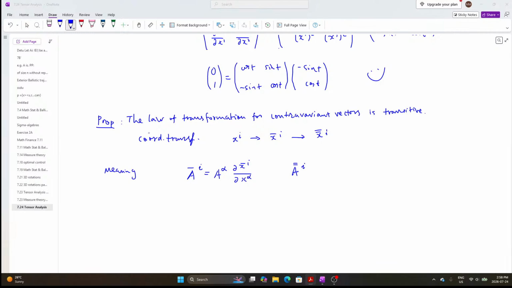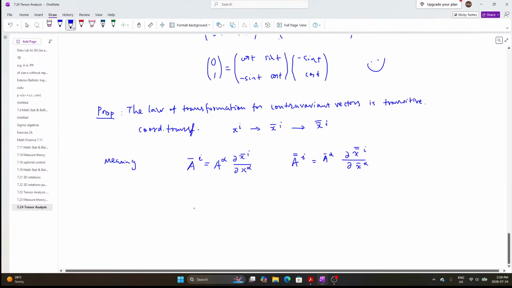Anyway, let's continue. The proposition says the law of transformation for contravariant vectors is transitive. Imagine you have two consecutive transformations, so let's write down the law of transformation twice. This is the first transformation from unbarred to barred coordinates, and then you have one bar to double bar coordinates. So a double bar i equals a bar alpha dx double bar i over dx bar alpha. Let's think about how a double bar and a unbarred relate.